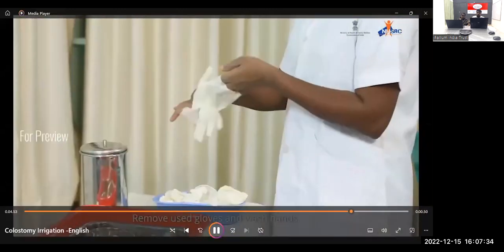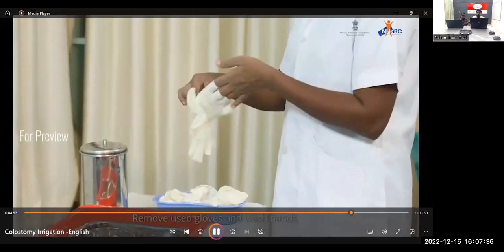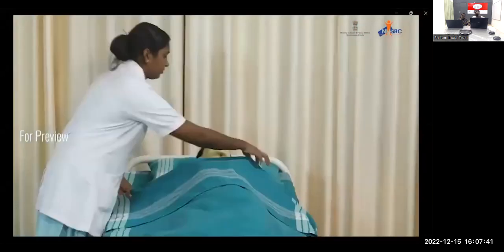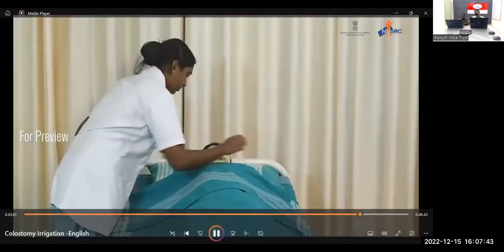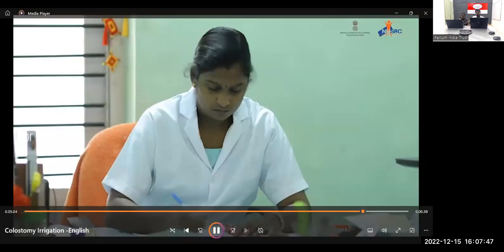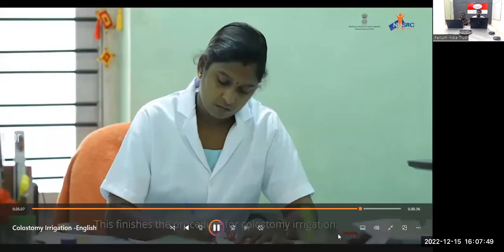Remove used gloves and wash hands. Make sure the patient is comfortable. Document the procedure. This finishes the procedure for colostomy irrigation.